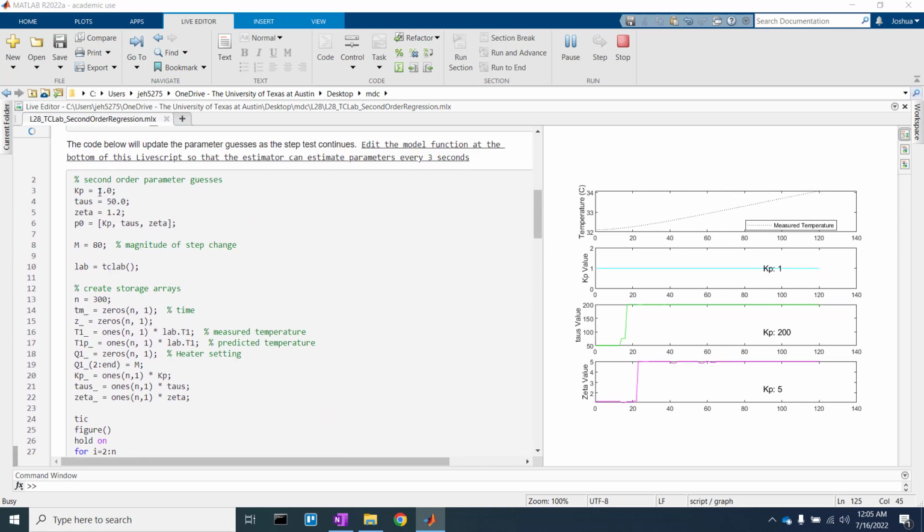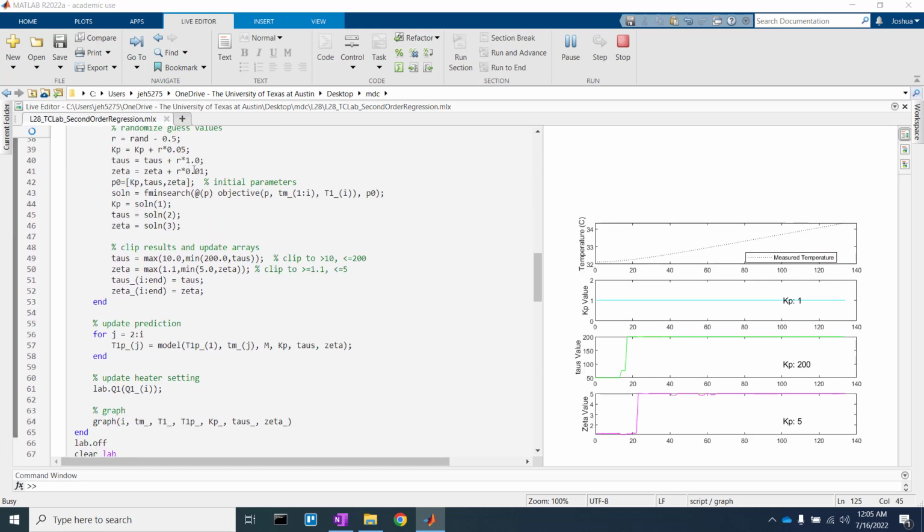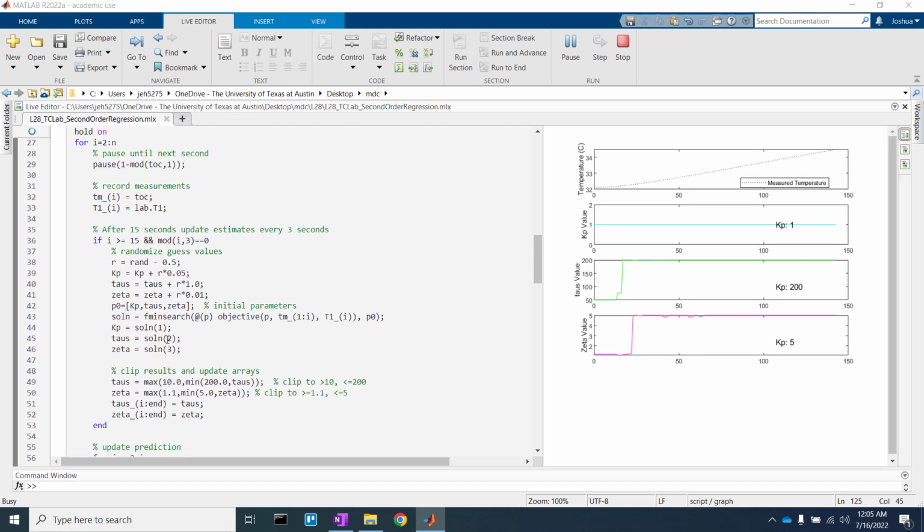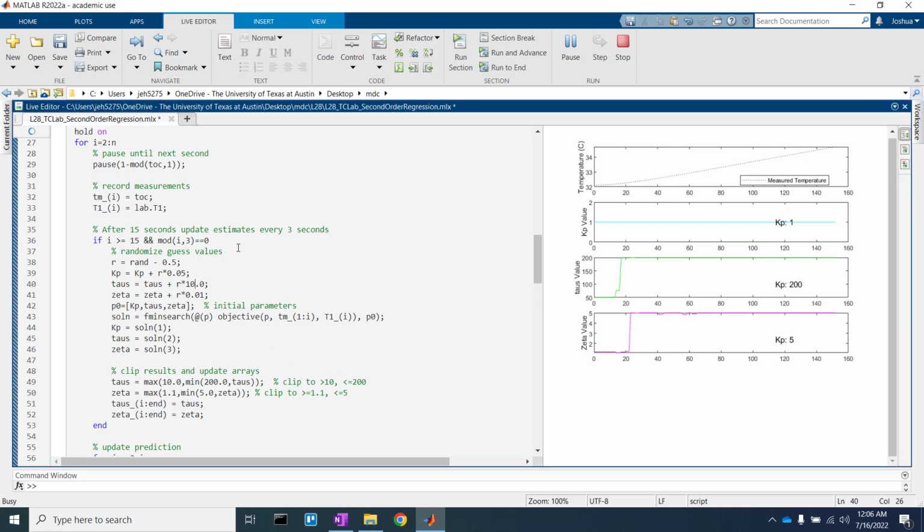Our initial guess for Kp is 1. Our initial guess for tau s is 50, and zeta is 1.2. And so from 1.2 we get all the way up to 5. Maybe what we really need is just a little bit more of a random number coming in and messing things up. So tau s, what are the bounds on tau s? It's from -10 to 200, and we're just changing it by 1. Let's go ahead and change that by 10.